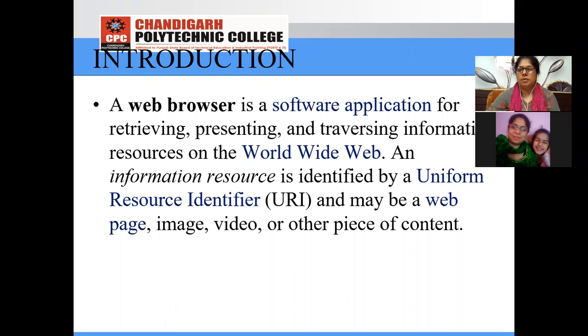And what is the World Wide Web? It is a collection of documents in the form of web pages which are organized as websites. So whenever we want to open a web page or visit a website, we use a web browser. And every resource on the World Wide Web is identified by a Uniform Resource Identifier, which is called URI. Whether it is a web page, image, video, or any other content, we have to identify it by using a URI.